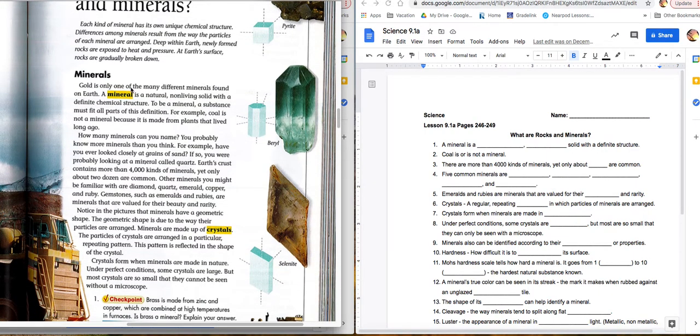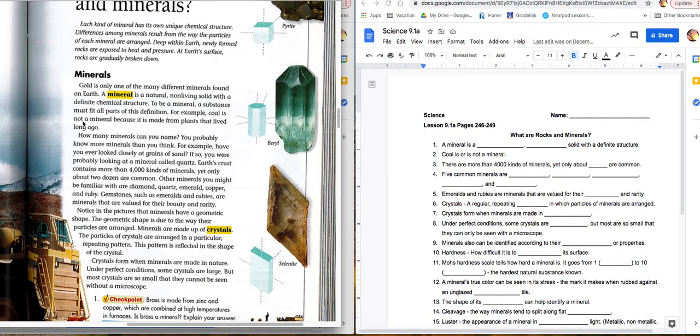Gold is only one of many different minerals found on Earth. What is a mineral? A mineral is a first blank, natural, second blank, non-living solid that has a definite chemical structure. So guys, there's three things that it needs to be. You need to write down two of those. It's natural, which means it's not human-made, and it's non-living, and it has a definite chemical structure. To be a mineral, a substance must meet all parts of that definition.